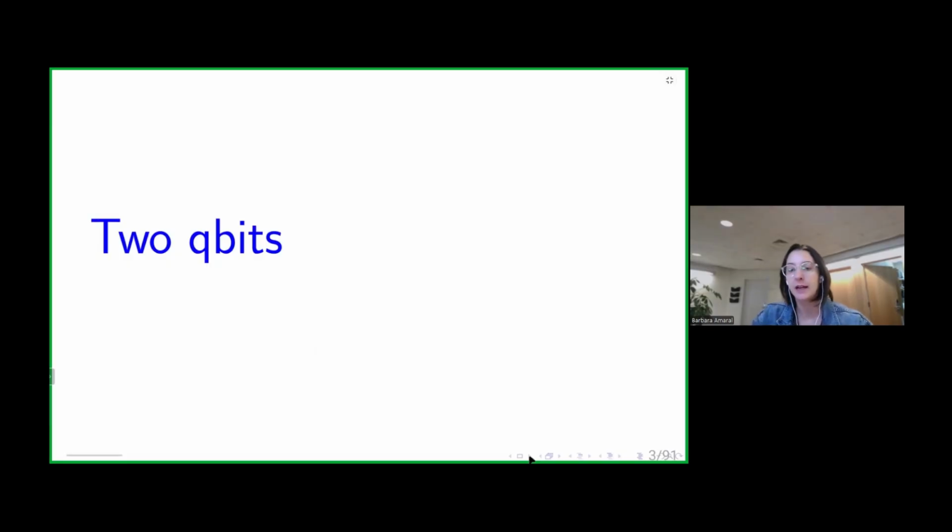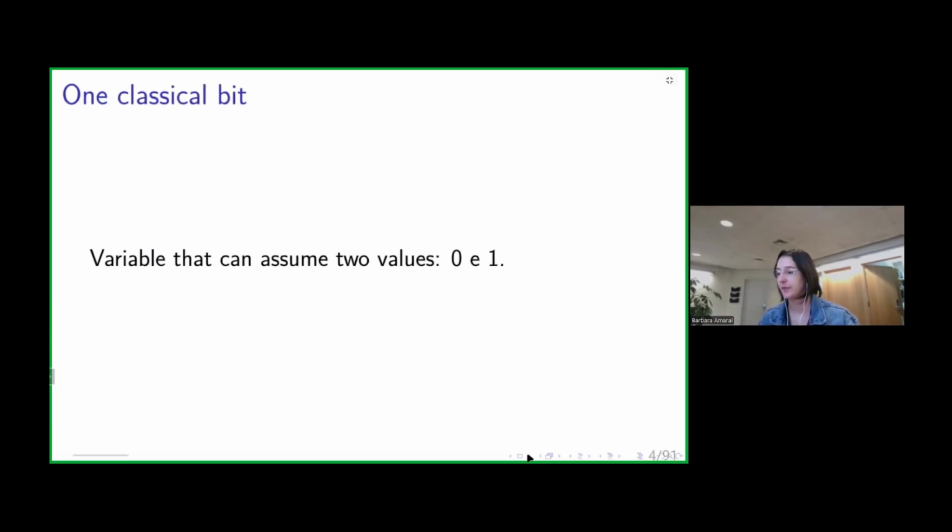Okay, so last week we focused on one qubit, understanding state, measurements, probabilities, final states after measurement, and applications to cryptography. Now this week we focus on two qubits.